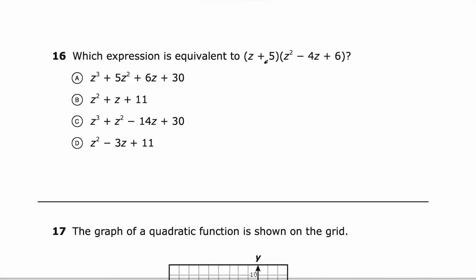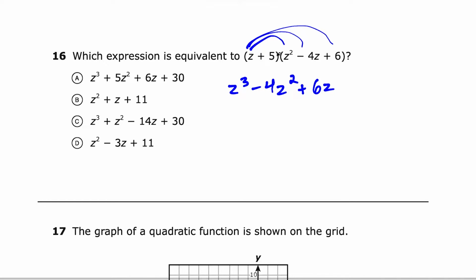Question 16, we want to know which expression is equivalent to this product. Now, first I'll do this by hand. So I'm going to use the distributive property. I'm going to do z times z squared is z to the third. And then we have z times negative 4z is minus 4z squared. And then we have z times 6 is equal to 6 times z, or just 6z.